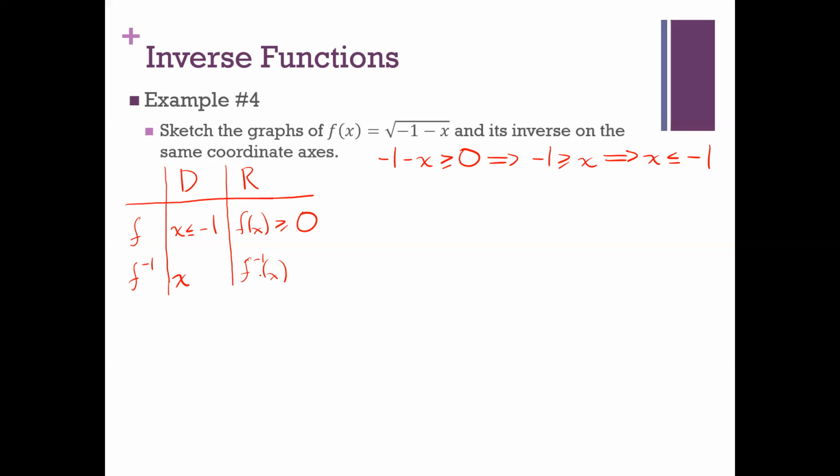What is it when you have a function with a domain and range? What does inverting that function do to the domain and range? It exchanges them, right? So if the range of f is values greater than or equal to 0, then the domain of the inverse is values greater than or equal to 0. And if the domain of f is values less than or equal to -1, then the range of the inverse is values less than or equal to -1.